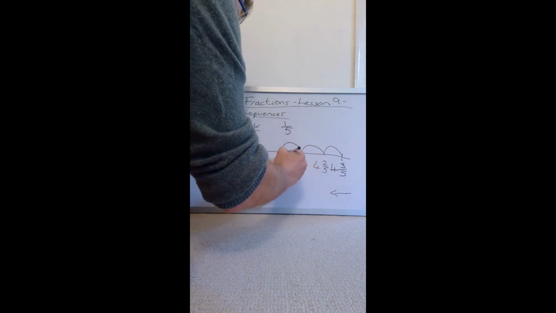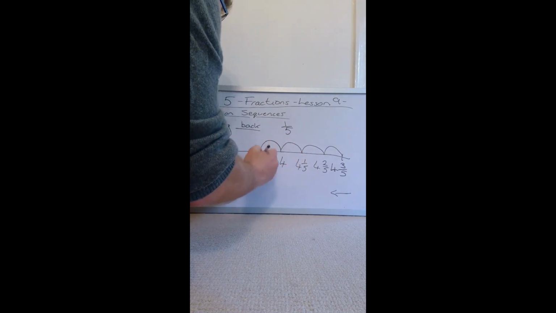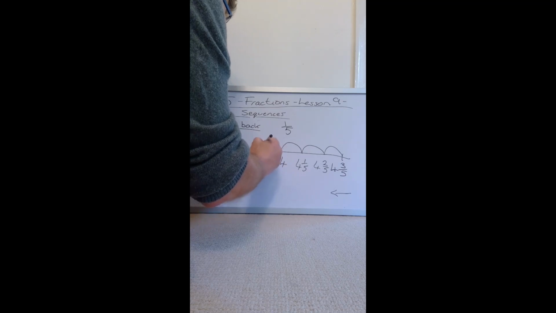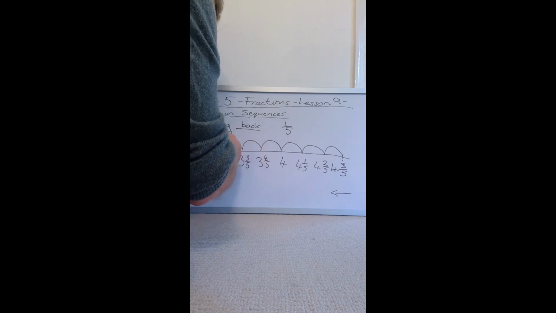Jump back again, we're bridging through the 4, and we're now going to have 3 and 4/5. Jump back again, 3 and 3/5, and then that would leave a final jump to 3 and 2/5. If you got that right, well done.